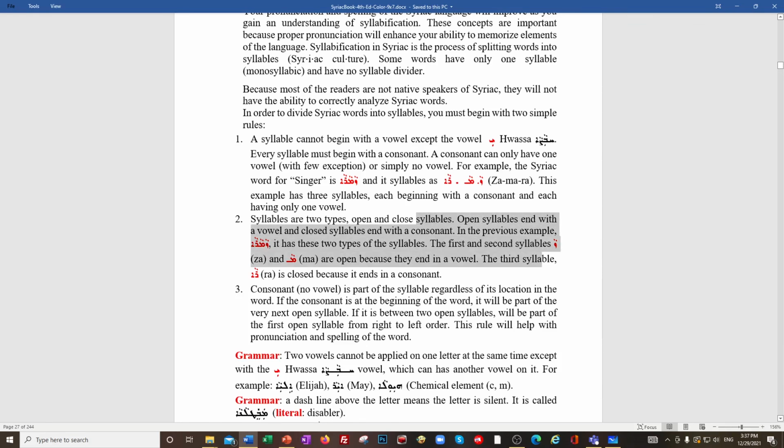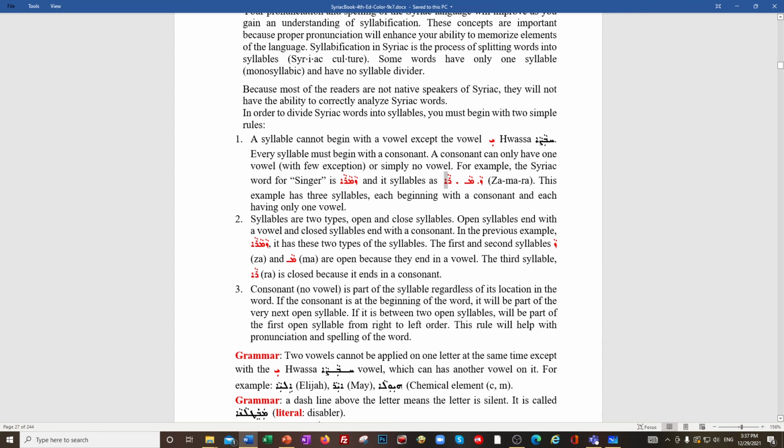If I study this example we just covered, zamara, za is the first syllable, and it's open. Why? Because it ends with a vowel. Same thing with ma. Ma is open. The third syllable, ra, is closed. Why? Because it ends with a letter with no vowel. So that's why we say open, open, and closed syllable: zamara.